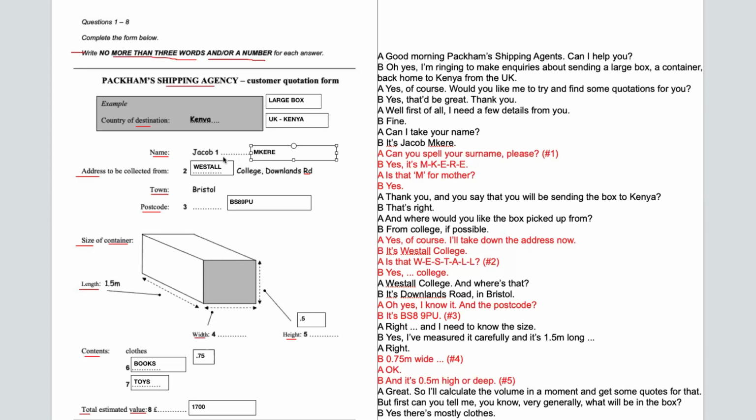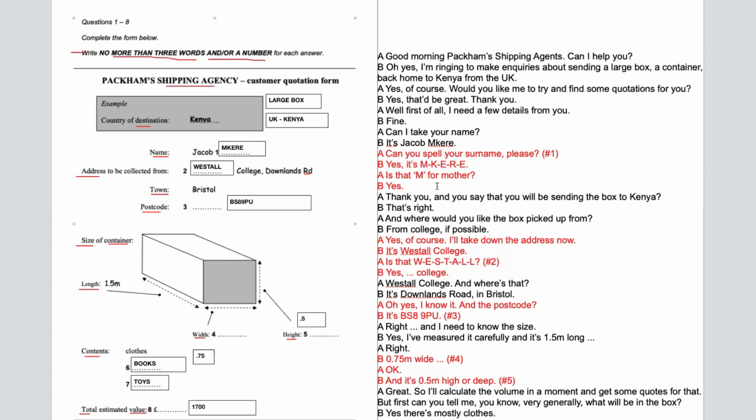So this question, number 1, tested our ability to write down letters and keep up with the pace of the speaker. So Jacob McKeer, M-K-E-R-E. And the speaker said, is that M for mother? Just to make sure that it's clear for the test taker, it's M, not N, and yes, it is. So this is a common spelling question. You'll more than likely see this on the exam, so it might be a good idea to brush up on your spelling while you're at it.